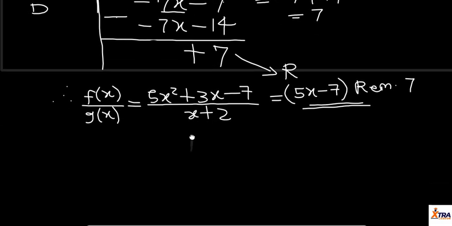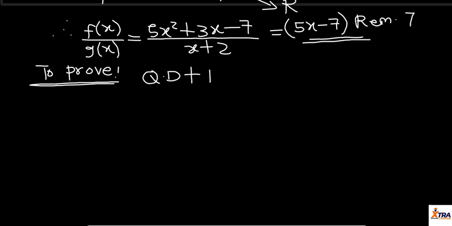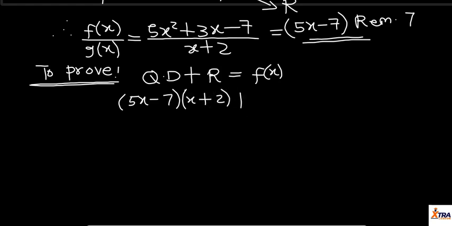So in order to prove the principle that we're given, just so we're convinced, remember that the quotient times divisor plus remainder must always give us our polynomial. In order to test that, we know our quotient here is 5x minus 7 times the divisor, which is x plus 2, plus the remainder 7. Let's see if it will actually give us our polynomial, that is the f of x.